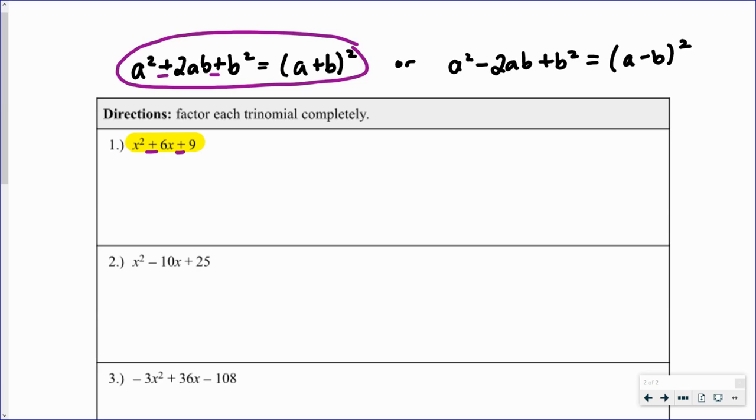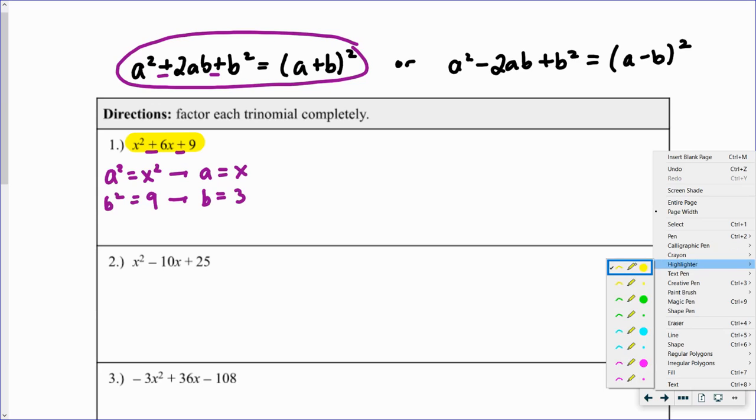So 1x squared would be my a term. I'm going to say a squared equals x squared. Taking the square root of both sides means that a is equal to x, because x squared is a perfect square. The next thing I'm going to do is check the constant term. If it's a perfect square, then b squared would equal 9. If we take the square root of both sides there, we get b equals 3. So x squared is a perfect square, and 9 is a perfect square, which means it meets the first two conditions of this perfect square trinomial pattern.